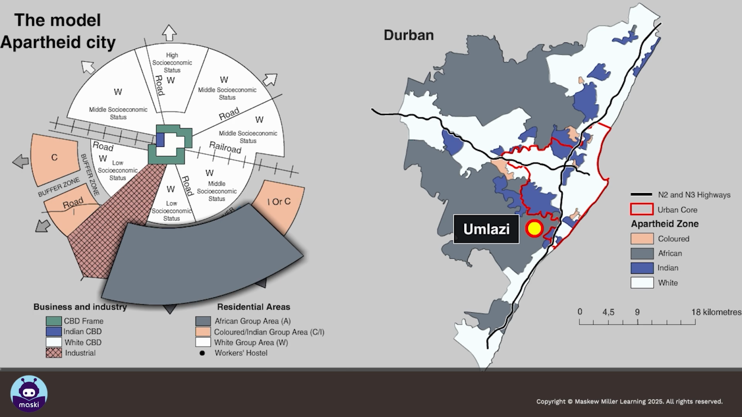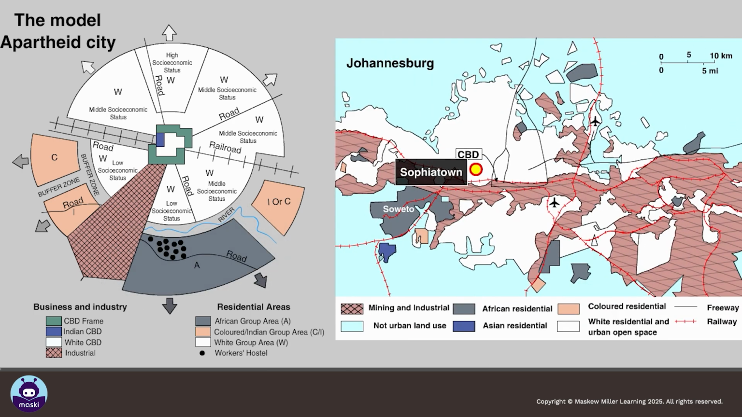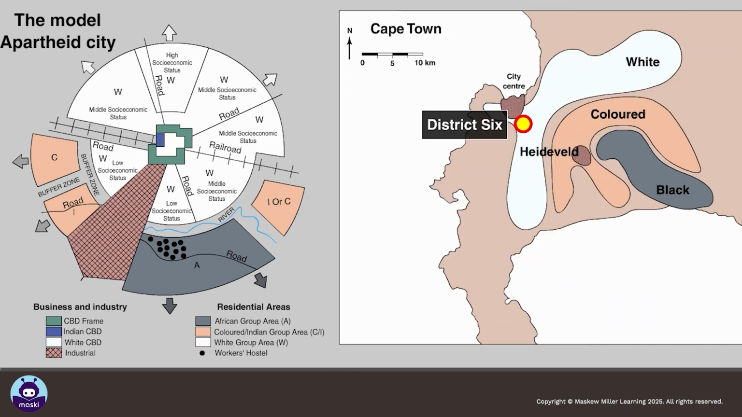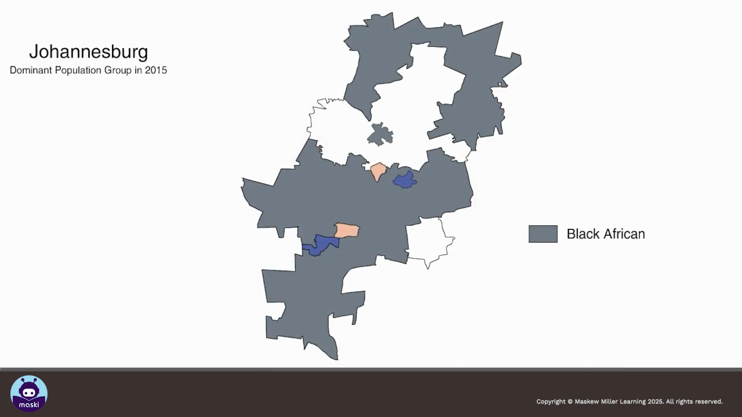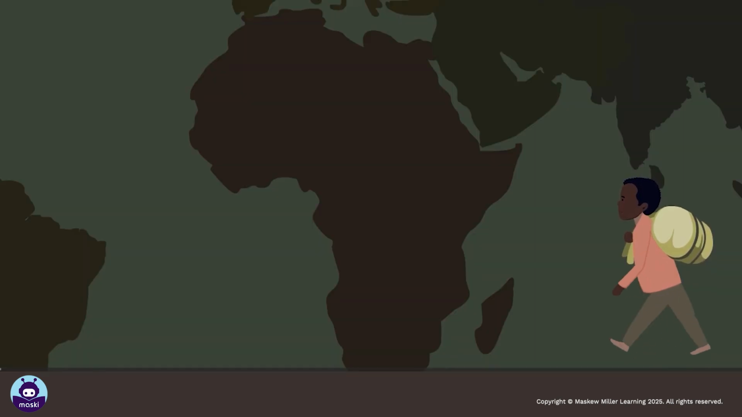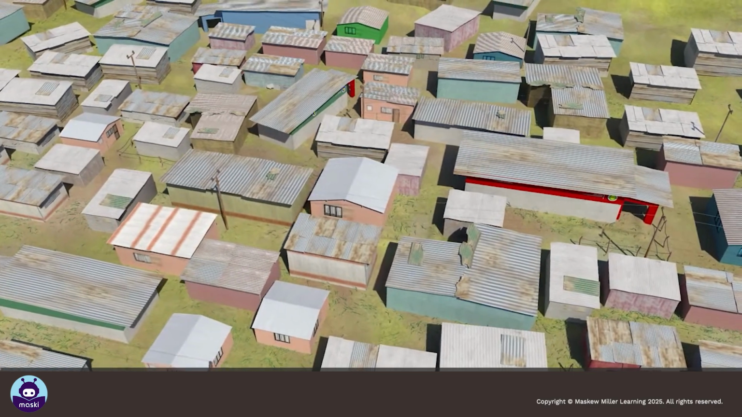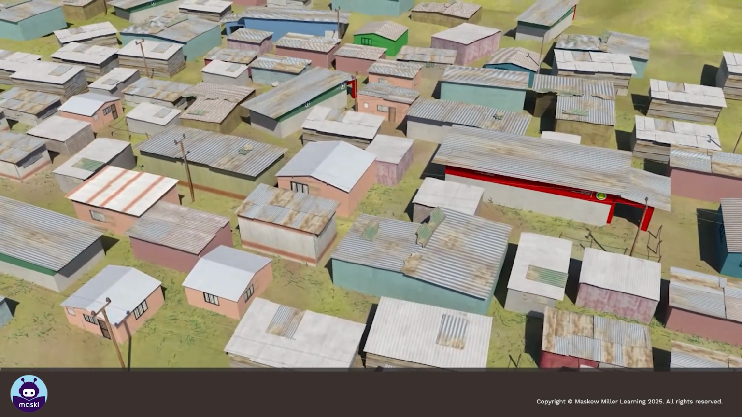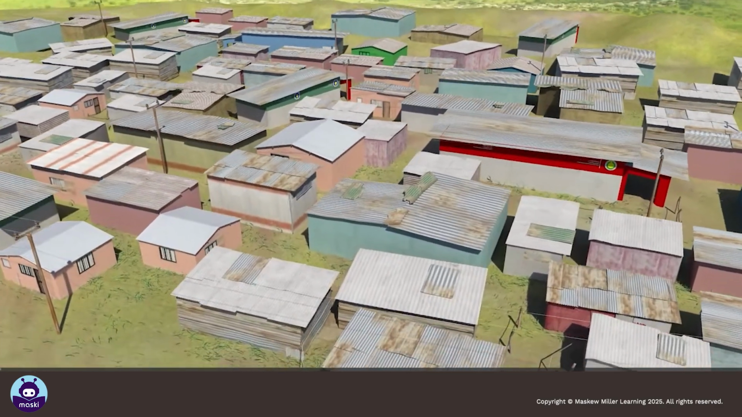The nationalist government forced many people to move from their homes, for example, from Sophiatown in Johannesburg and from District 6 in Cape Town. Although there are no longer laws segregating people, the legacy remains. South African cities still have characteristics of the apartheid city. In recent years, many people have flocked to the cities in search of work. This has led to the development of informal settlements in many urban areas due to a shortage of housing.